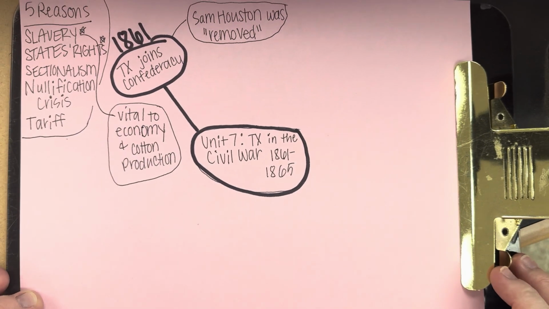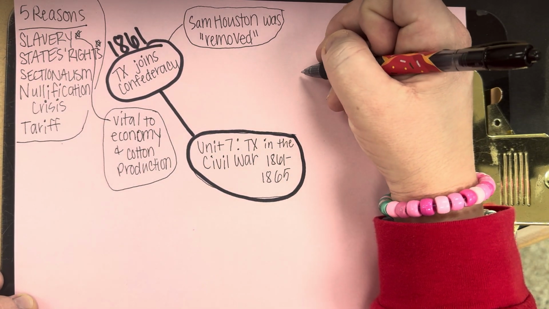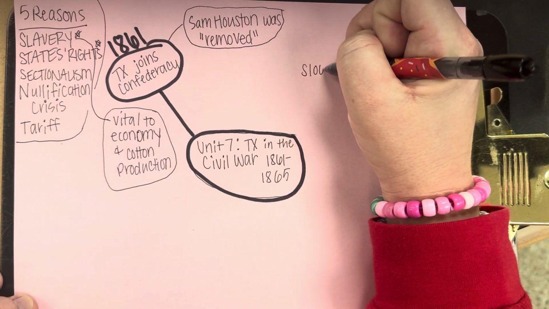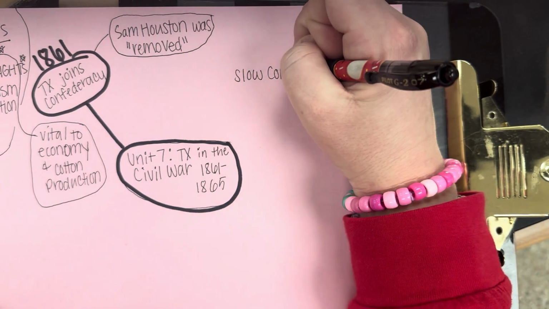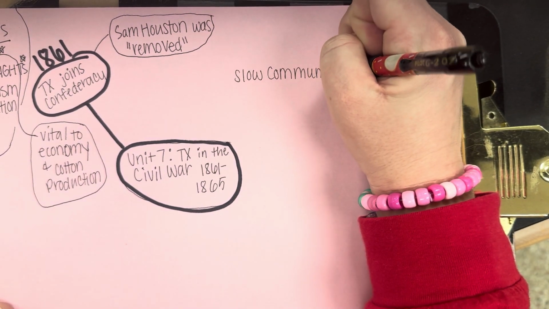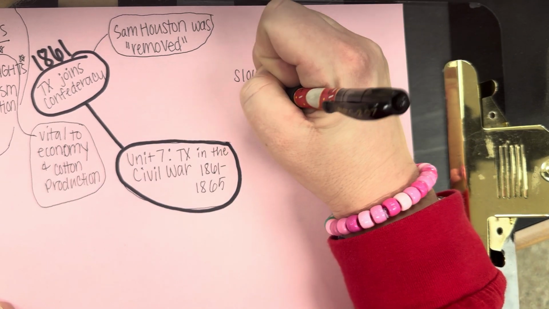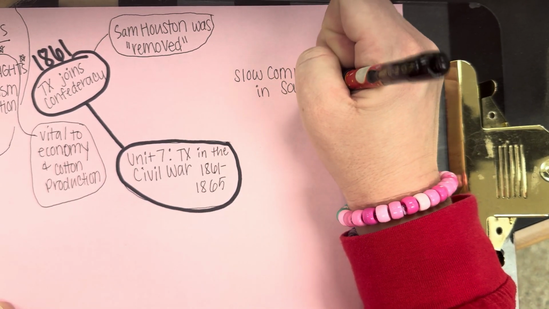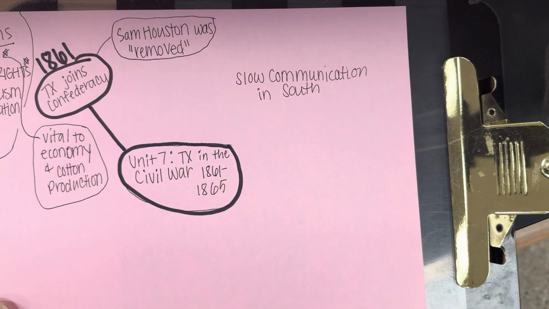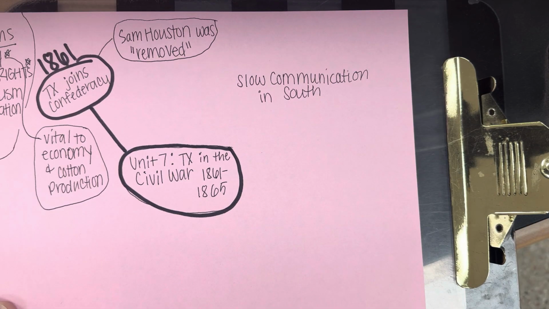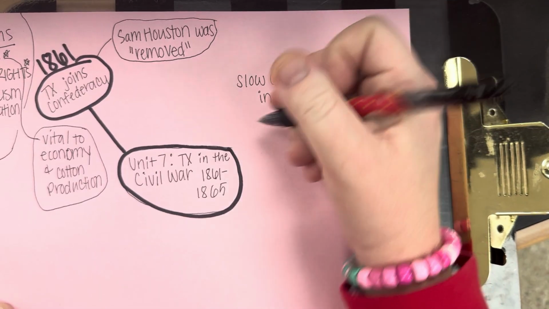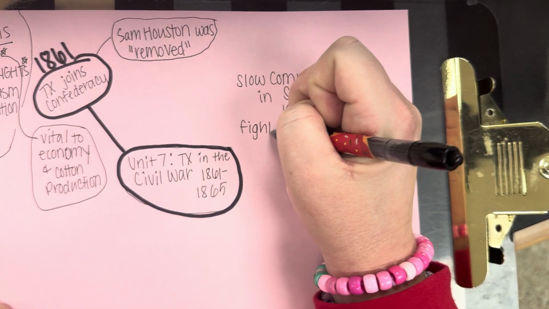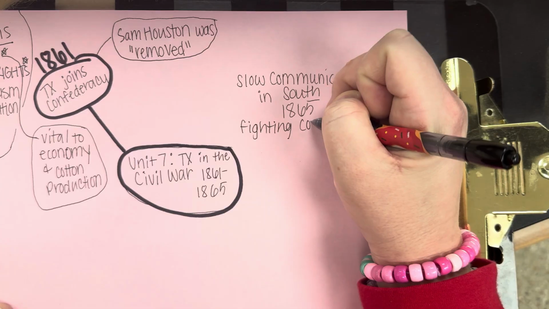The next thing that you need to know regarding the Civil War was that there was slow communication in the South. There was a lack of technology, and so even after General Lee's surrender to General Grant at Appomattox Courthouse in 1865, fighting continued in Texas.